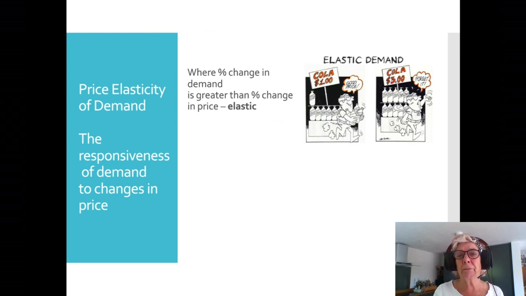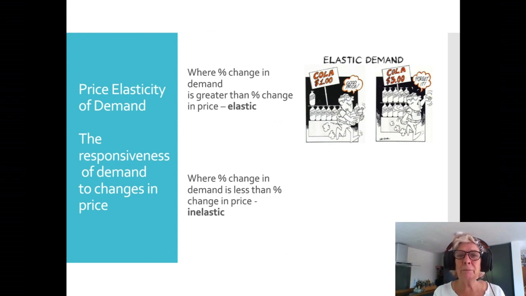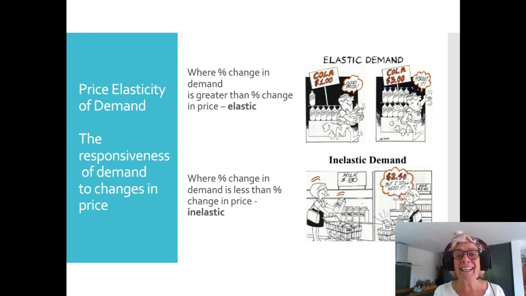And we can look at different goods as having either elastic demand or inelastic demand. So where the percentage change in demand is greater than the change in price, in other words, the price goes up and none of us want to buy it anymore, or the price goes down and we all want to buy more, then we say that demand is price elastic. On the other hand, where the percentage change in demand is less than the percentage change in price, we say that demand is inelastic. So in an example like milk, the price might go up, but actually we all feel like we still need to buy it. So demand doesn't fall very much at all.